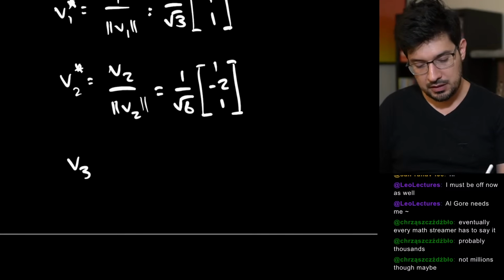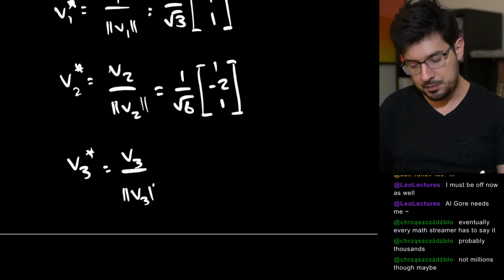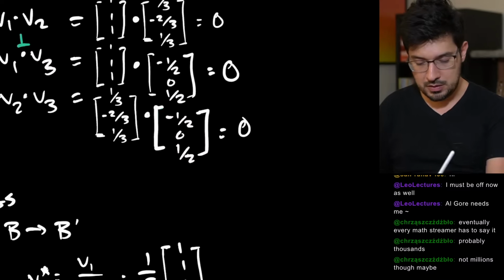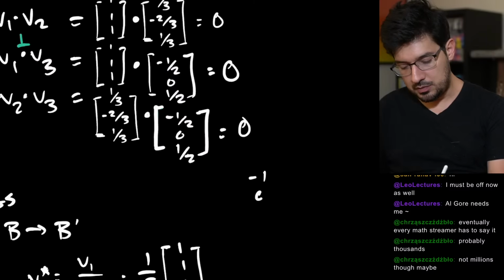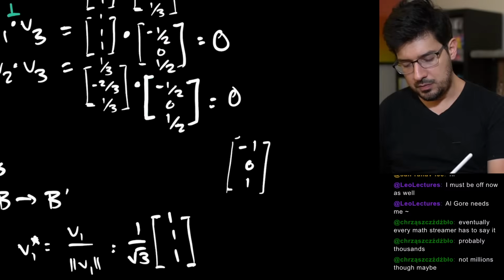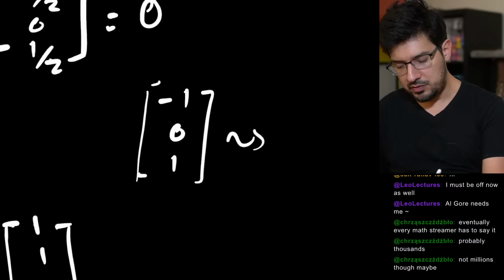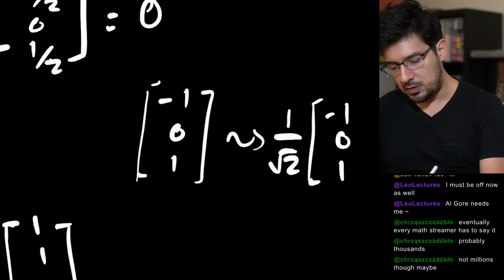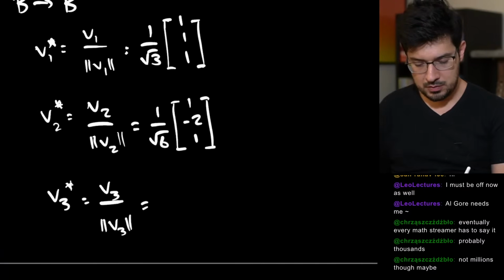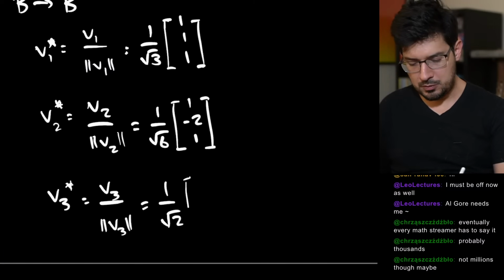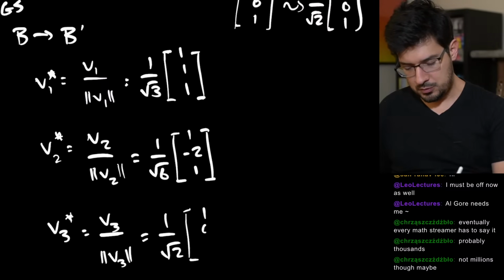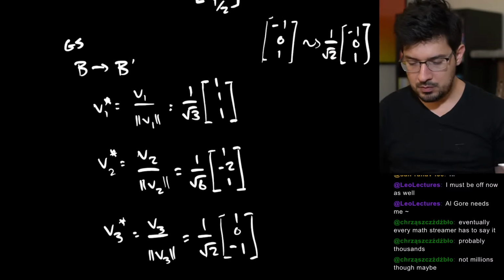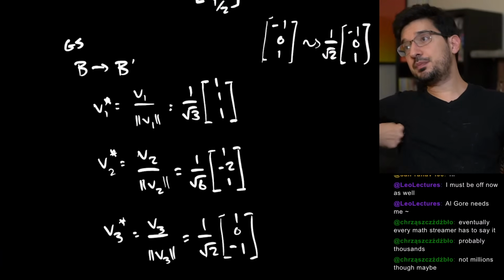And then V3 star is going to be V3 normalized, which is, similarly, we should really work with negative 1, 0, 1, which then normalizes to 1 over root 2 times negative 1, 0, 1. Same thing. 1, 0, negative 1. Cool.